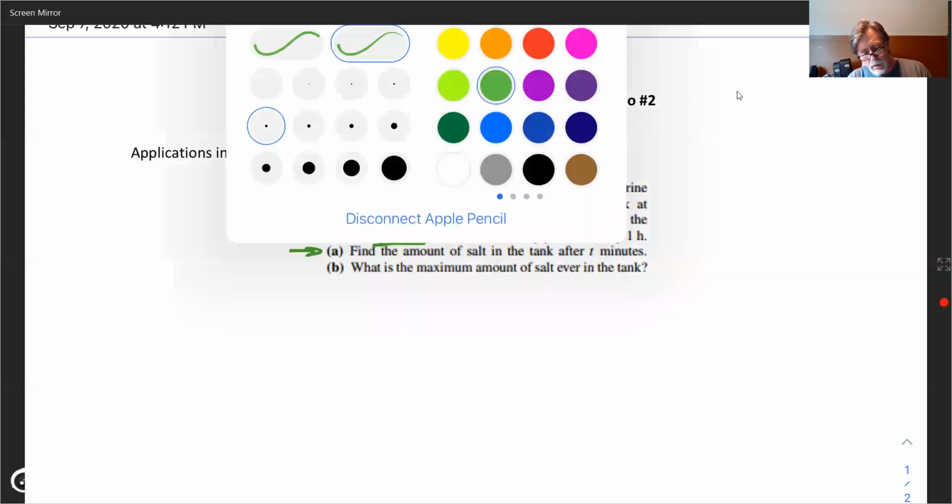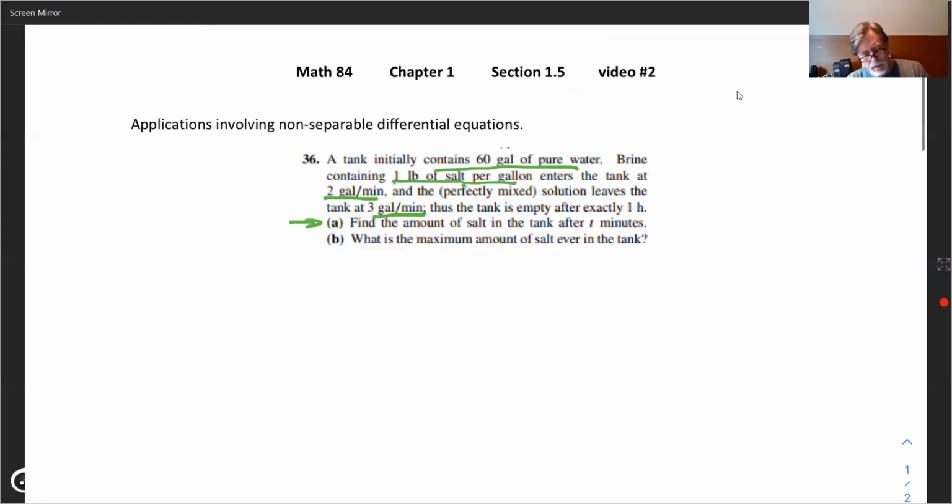All right, so what we're interested in is part A. Find the amount of salt in the tank after t minutes. How many pounds? All we have is it's pure water, and then salt water comes in, and mixed salt water goes out at a faster rate, and we have to come up with it. The only thing I know is that we start with no salt.